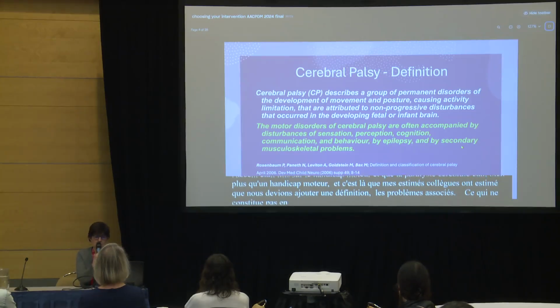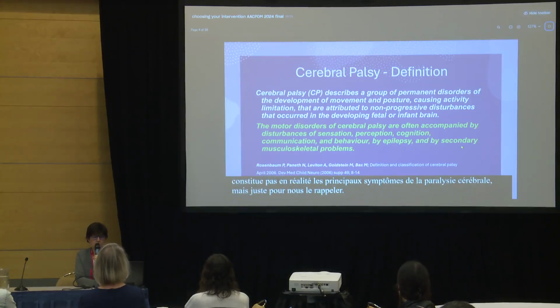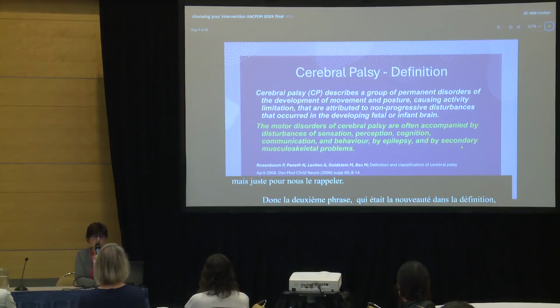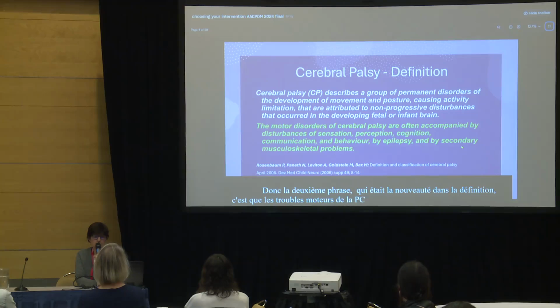So the second sentence, which was the new thing on the definition, was that the motor disorders of CP are often accompanied by disturbances of sensation, perception, cognition, communication, and behavior, by epilepsy and by secondary musculoskeletal problems.